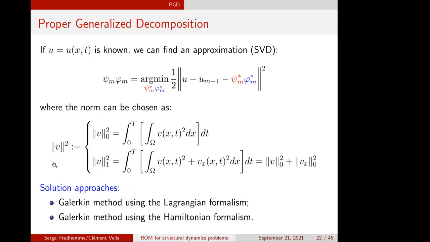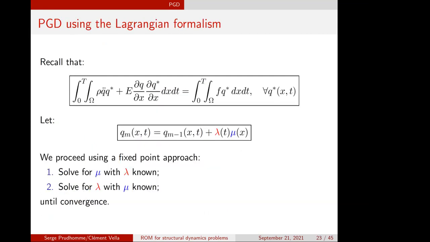If U is known, we can also find an approximation of the solution using some kind of SVD. This is not what I'm interested in. Here I would like to find the solution using a Galerkin method with the Lagrangian formalism, or a Galerkin method using the Hamiltonian formalism. So I'm going to start with the Lagrangian formalism.